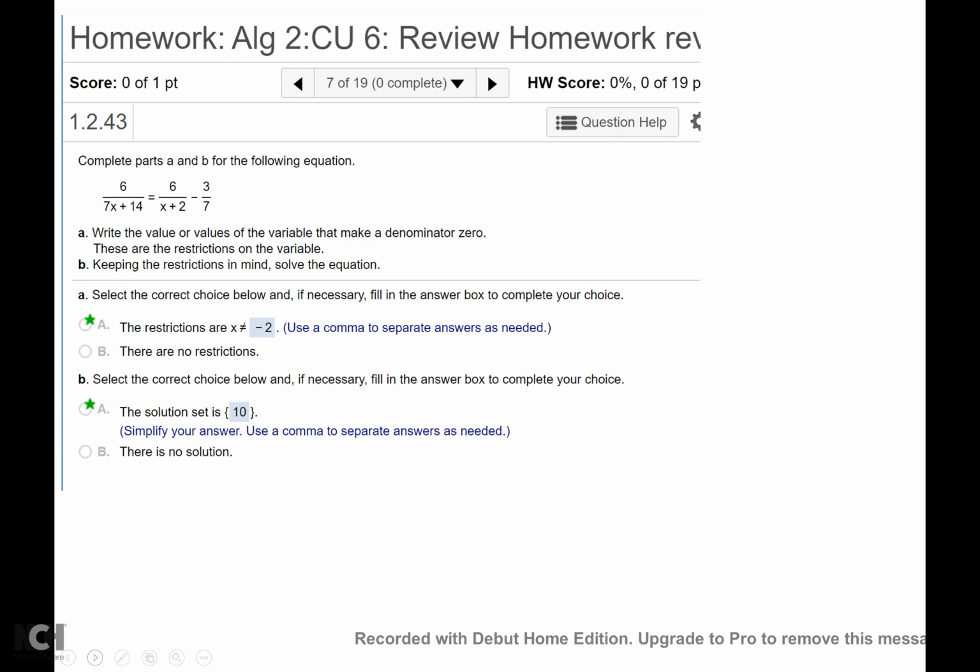Alright, number 7 says complete parts A and B for the following question. A. Write the value or the values of the variable that make a denominator 0. These are the restrictions on the variable. So you say, Mr.